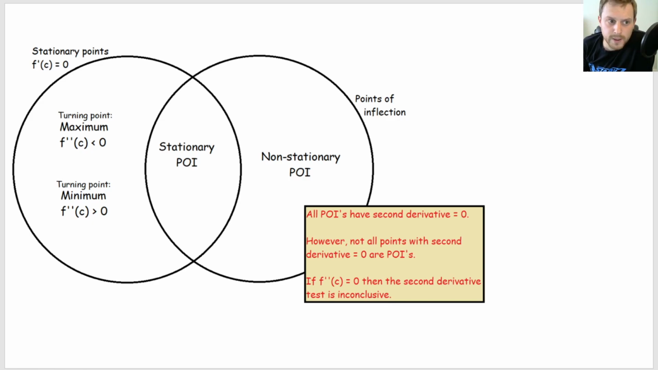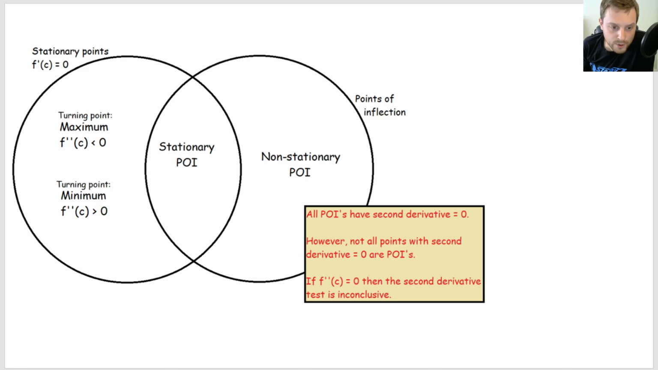Now, thankfully, because you're in year 12, the second derivative test won't fail for your questions. You just need to remember if you get something negative, then it's a maximum, and if you get something positive, then it's a minimum.